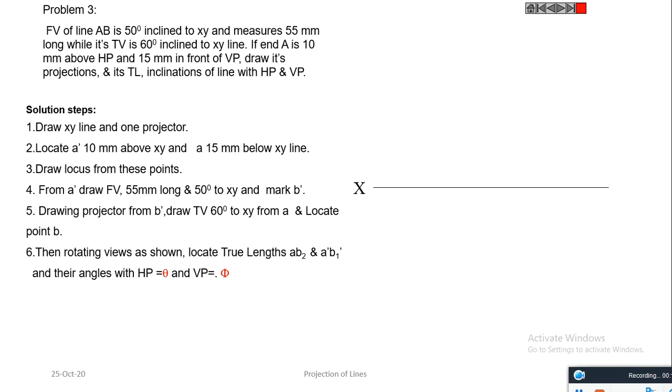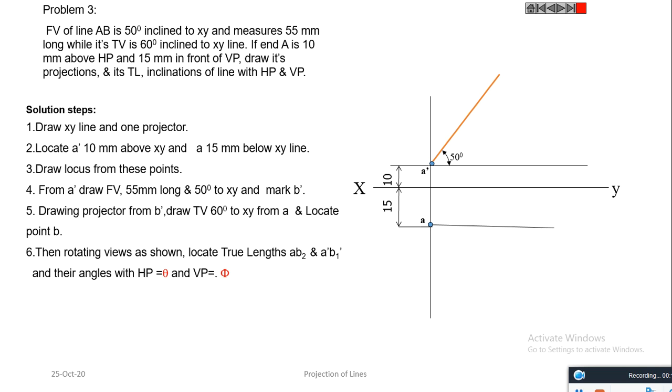Draw the XY line and one projector. Locate A dash 10 millimeter above XY line and A 15 millimeter below XY line. Draw the locus of these two points. From A dash, draw the front view 55 millimeter long at an angle 50 degree to XY line, and we get the point B dash. Draw a projector from B dash.